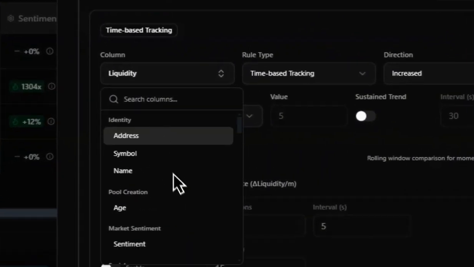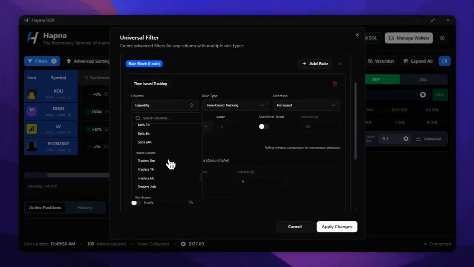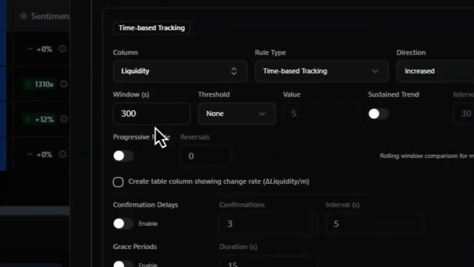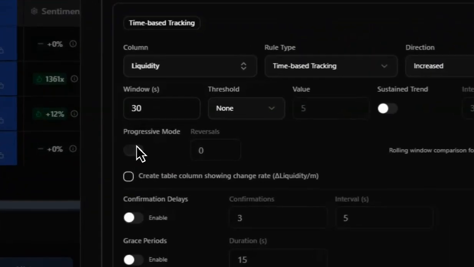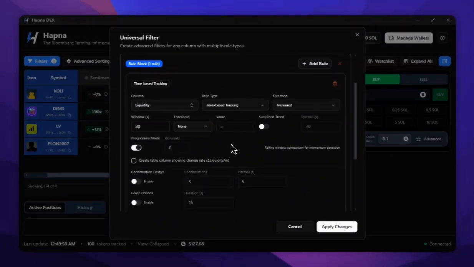And by the way, we have a plethora of instruments that you can choose from. You're not limited to some basic kind of metrics. You have so much here that you can choose from and use in your strategy. And this is another advantage of the Hapna software. So I'm going to put here 30 seconds as a window. I'm going to enable the progressive mode. The progressive mode tells the system I want to only see actual increases, no dipping.